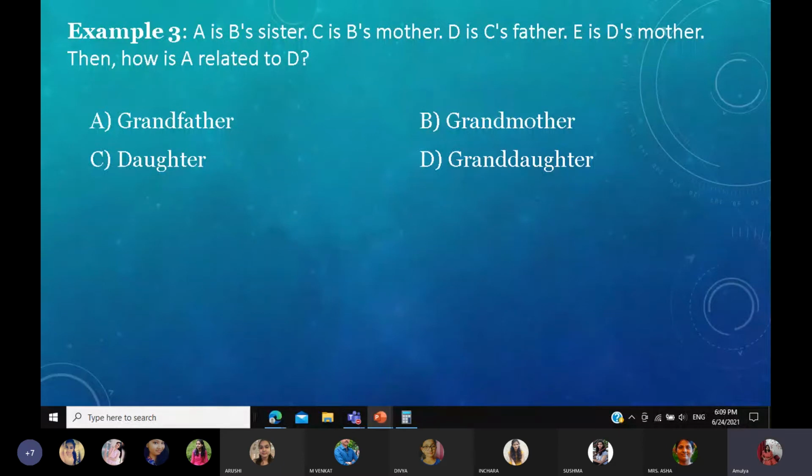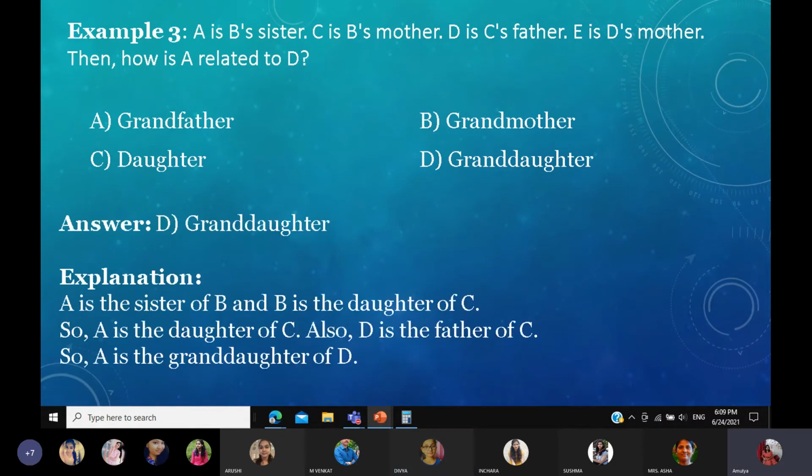Next, A is B's sister. C is B's mother. D is C's father and E is D's mother. Then how is A related to D? Anybody? Grandmother. Sorry, it is granddaughter, where A is the sister of B and B is the daughter of C. So A is the daughter of C, also D is the father of C. So A is the granddaughter of D.